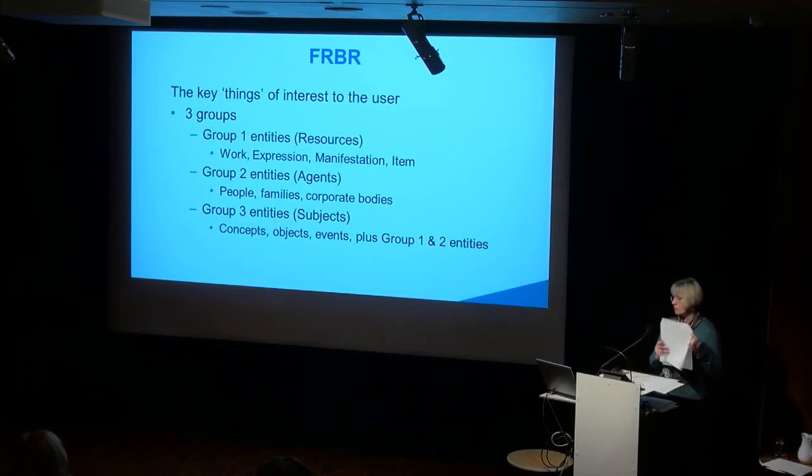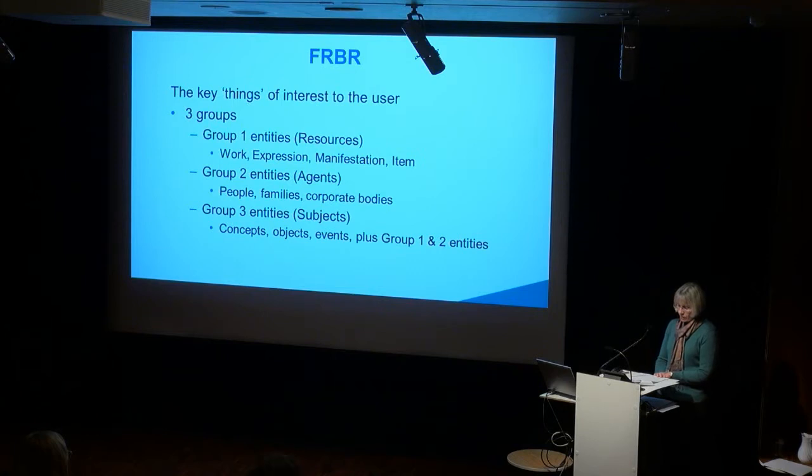So the key things of interest to the user. FRBR identifies three groups, and each have entities, and these entities have attributes, and each have relationships. So the users expect bibliographic records to help them find, identify, select, and obtain the products of intellectual and artistic endeavour.